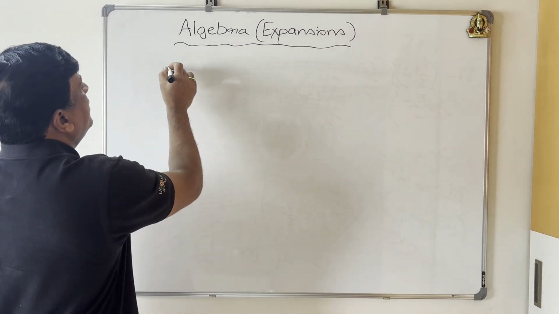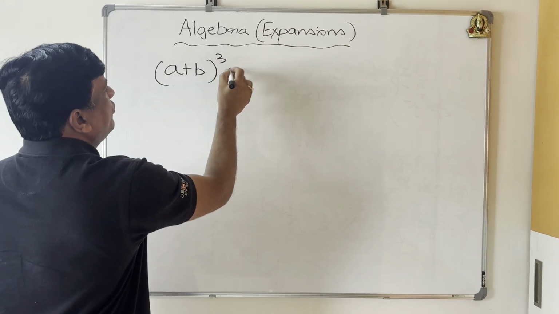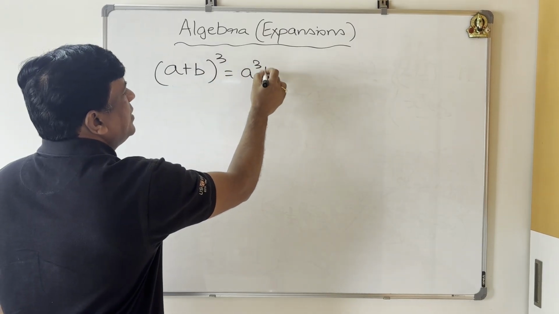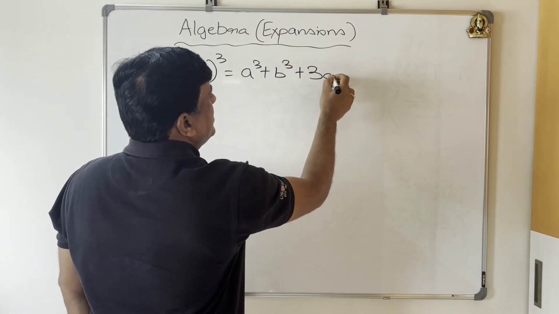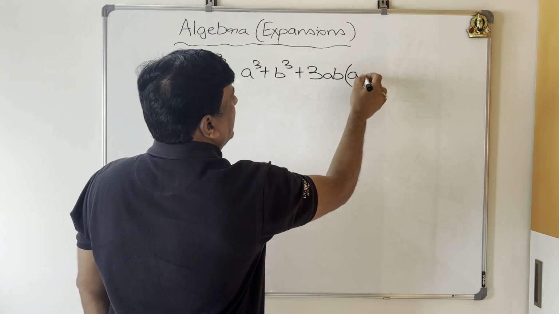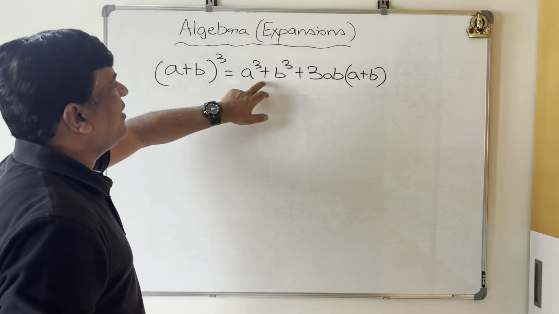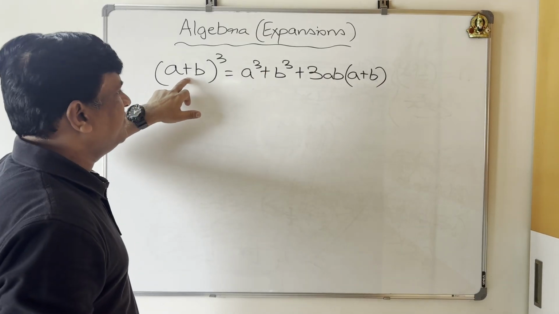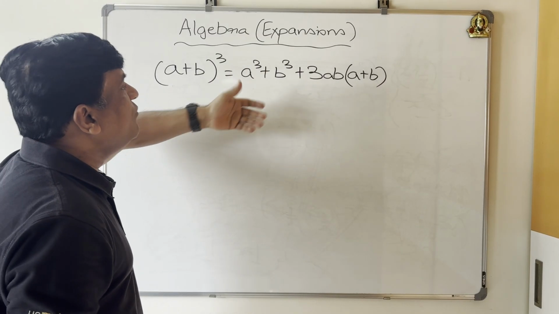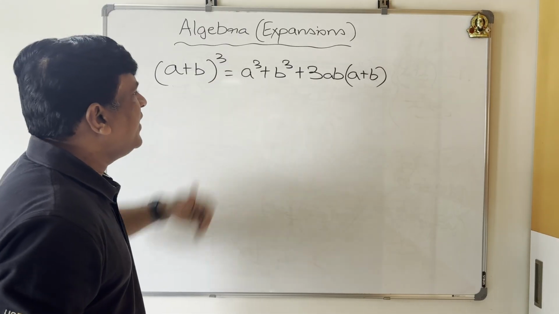So what we have learnt is (a + b) whole cube, we got it as a³ + b³ + 3ab times (a + b). But in some of the problems, they might ask you to calculate this by giving the value of a + b, and they might give you a value of something else as well. So let's see how we can frame this one.